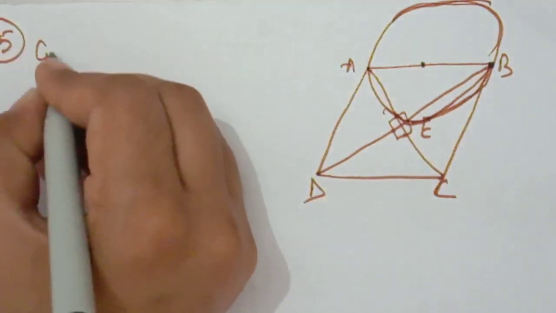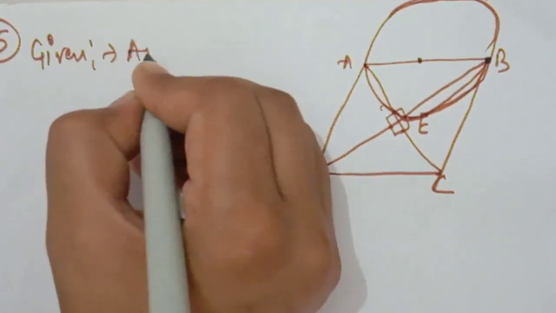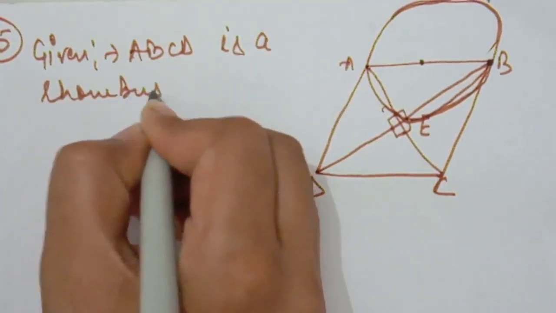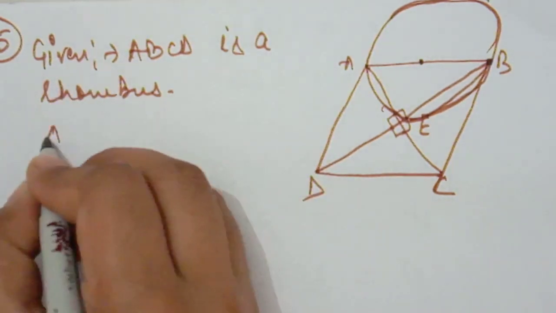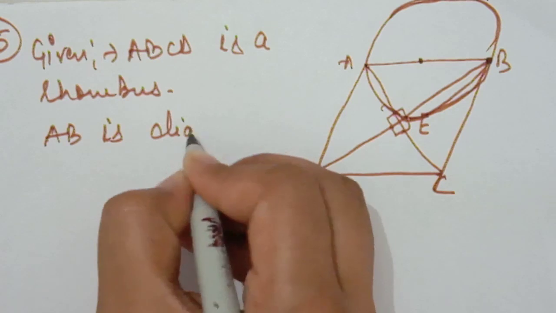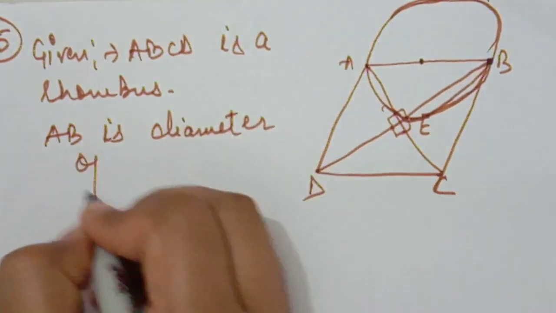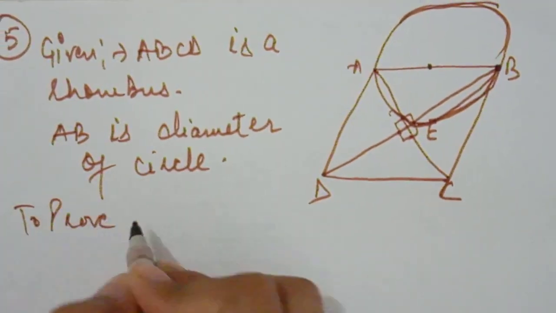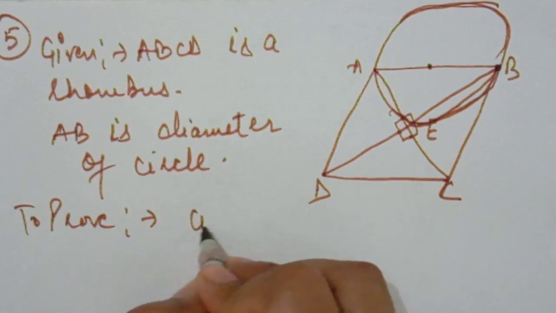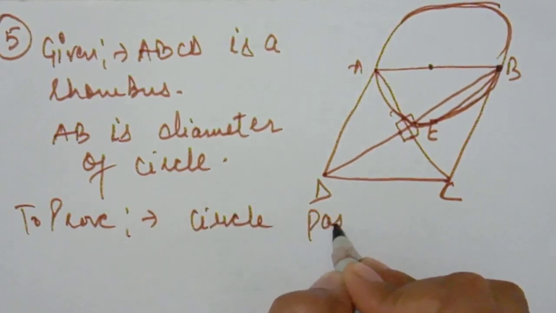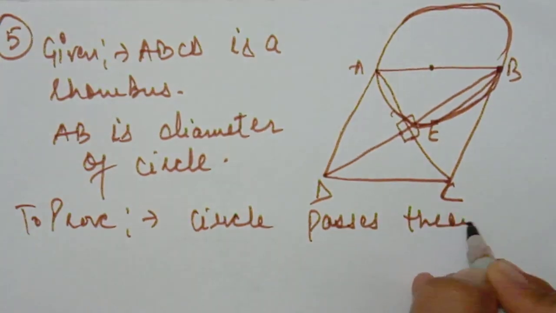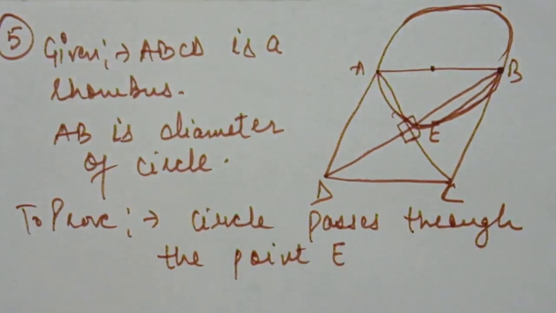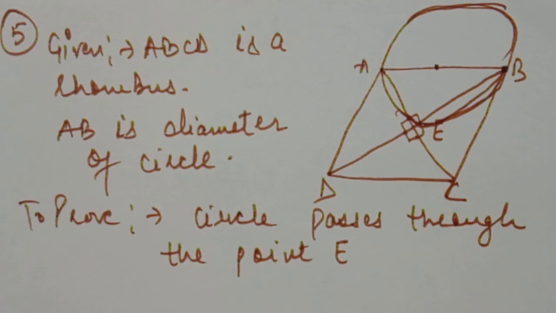So what is given to us? ABCD is a rhombus. AB is the diameter of the circle. To prove: the circle passes through the point E, because they said point of intersection, which I marked as point E.